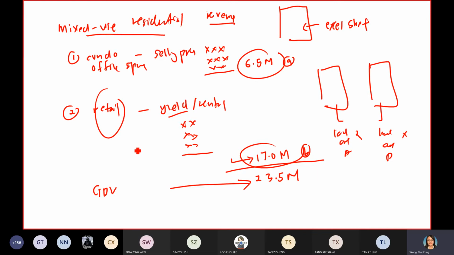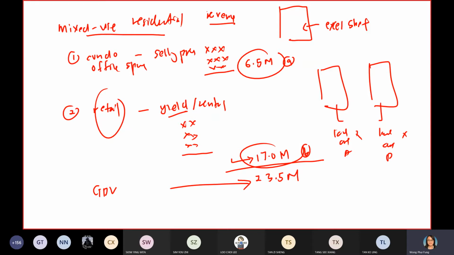As I mentioned, KL, Selangor, okay, even Selangor can be divided into Kajang, Subang. Their local plan will be different. But generally, mixed use residential is the mix of condo and retail. Commercial is office and retail.